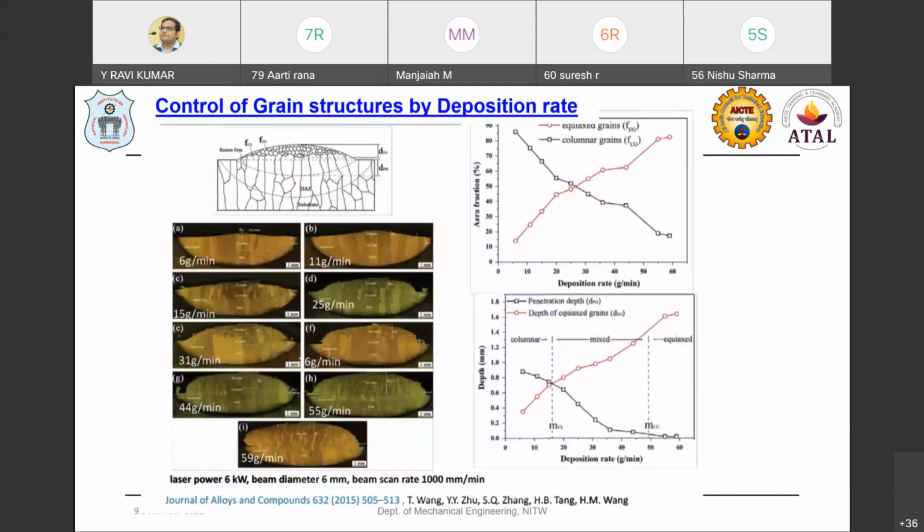You can see this kind of dendritic growth is taking place from the substrate towards the build height, and on the surface we are going to have equiaxed dendrites. These are all the fusion lines, or fusion bands, and there will be a heat affected zone. This is how the grain structure is controlled with respect to the deposition rate.